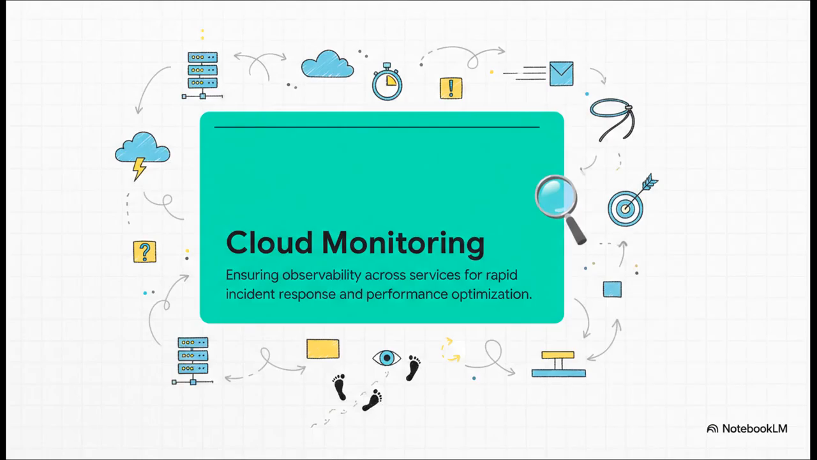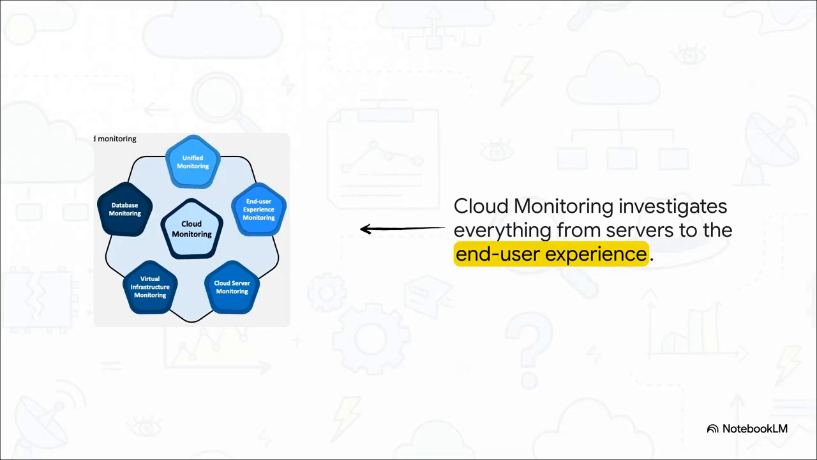So, what is cloud monitoring, really? At its core, it's the process of systematically watching everything, and I mean everything, that's happening in your cloud environment. The big goal here is something called observability, which is just a fancy way of saying you can see and understand the state of your systems at any given moment. This is what lets you respond at lightning speed when things go wrong, and hopefully lets you fine-tune performance before they go wrong.